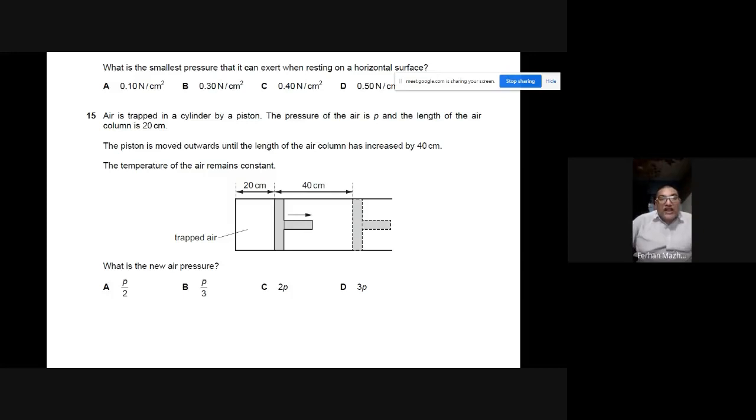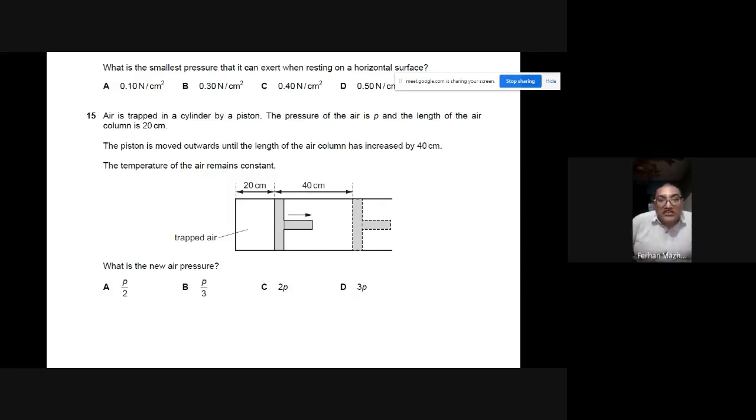Put the values of L1 and L2. So we will have P multiplied by 20 equals P2 multiplied by 60. Make P2 the subject of the formula. So you will have 20P divided by 60. So P2 will be equal to 1 by 3 P, or P by 3. So B is the option.